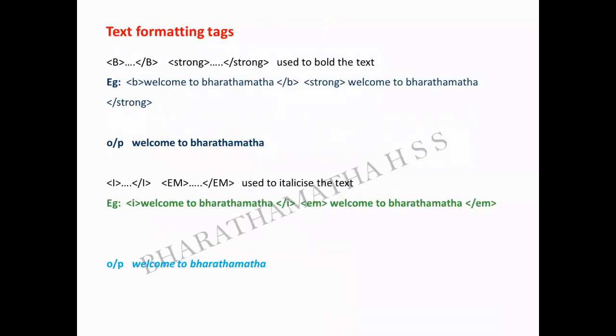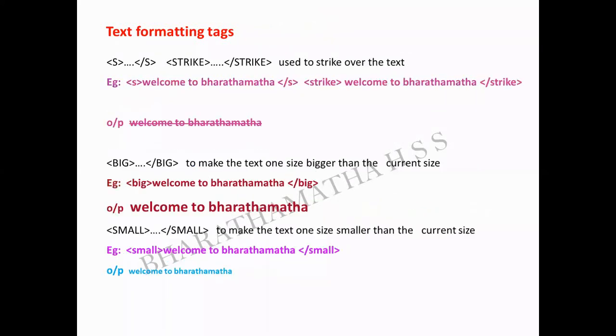Then we went on to see the various text formatting tags. B tag or strong tag to bold the text. Then I tag or EM tag to italicize the text. S or strike to strike over the text. Not underlining, to strike over the text.